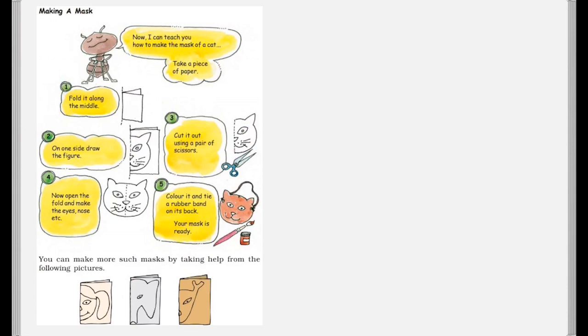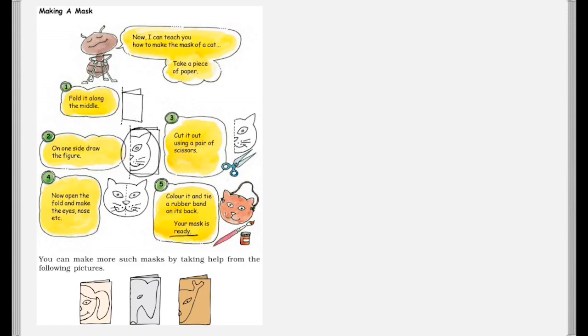Now next we have is making a mask. Now I can teach you how to make the mask of a cat. Take a piece of paper, fold it along the middle. On one side draw the figure which is shown over here. You can draw this figure. Cut it using a pair of scissors. Now open the mask and make the eyes, nose, etc. Color it and tie a rubber band on its back. Now your mask is ready.